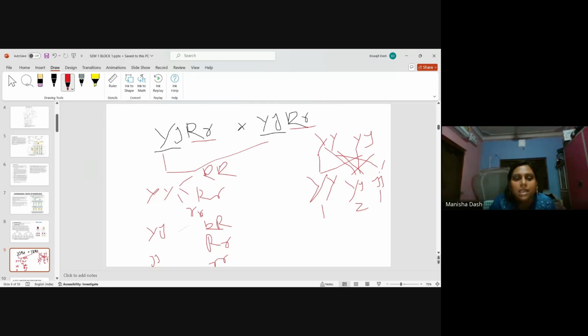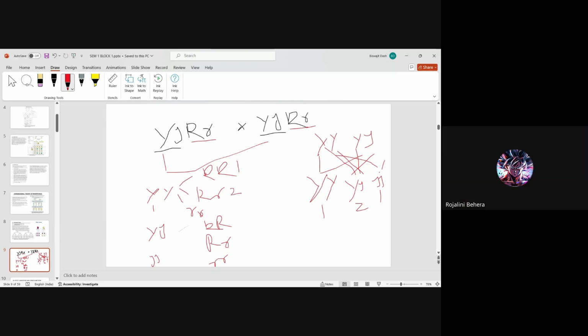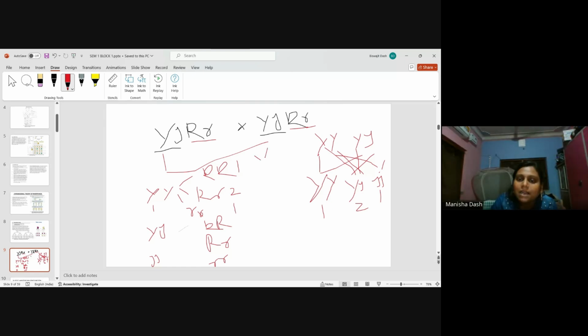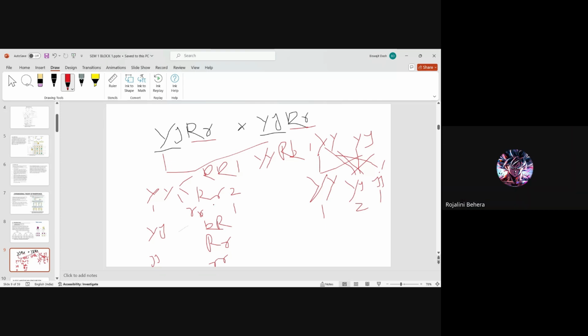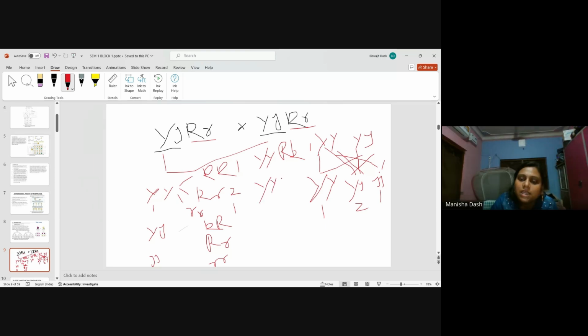So similarly, you can use the same frequency here. So here it will be 1, then RR will occur once, then capital R, small r will occur 2 times, small r will occur once. So if you multiply it, y, then r, r. So what is the frequency? The frequency will be 1. 1 multiplied with 1. Then if you see capital R and small r, then the frequency will be 1 into 2, that is 2.